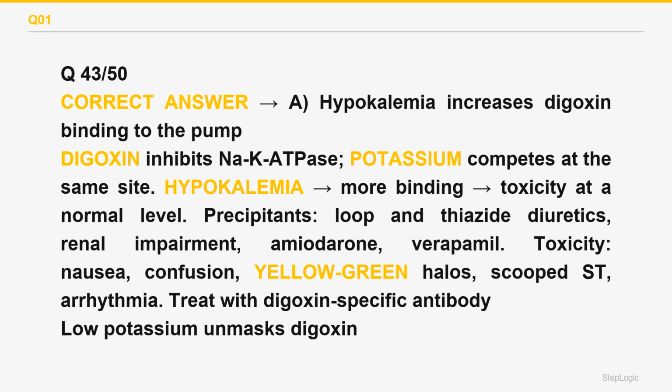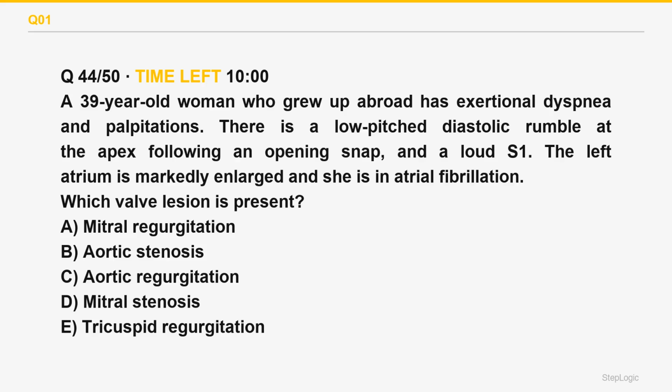Digoxin is minimally protein-bound and is cleared renally rather than hepatically, which is itself the reason renal impairment is another major precipitant of toxicity in older patients. If you see digoxin toxicity, learn to check the potassium before questioning the dose. Which valve lesion is present?